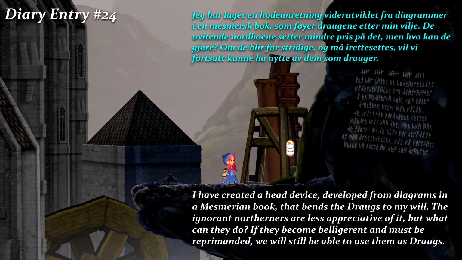Entry 24. I have created a head device, developed from diagrams in a Mesmerian book, that bends the draugs to my will. The ignorant northerners are less appreciative of it, but what can they do? If they become belligerent and must be reprimanded, we will still be able to use them as draugs.